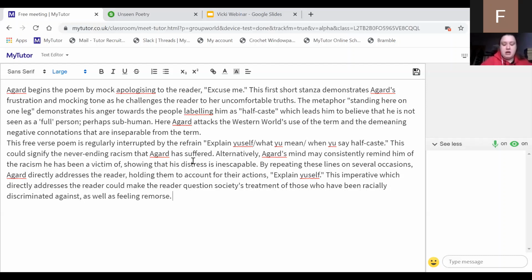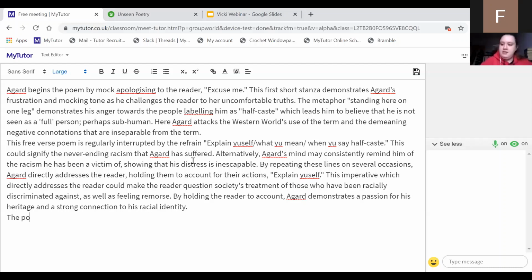So I'm talking about the reader's thoughts and feelings, and how they directly link to the theme and what Agard has said. So I'm then going to take that a bit further by saying, by holding the reader to account, Agard demonstrates a passion for his heritage. So I'm linking this back to the question in terms of his attitudes towards identity, and a strong connection to his racial identity.